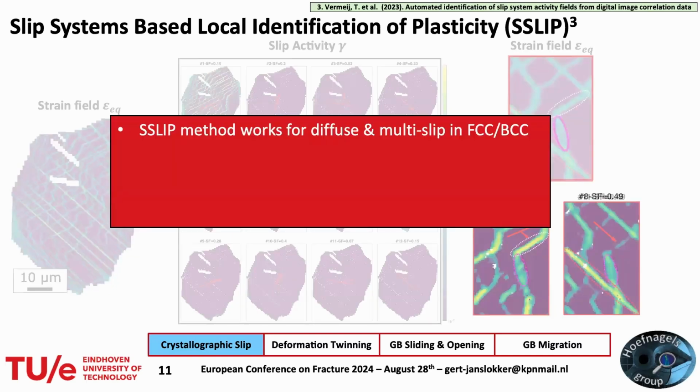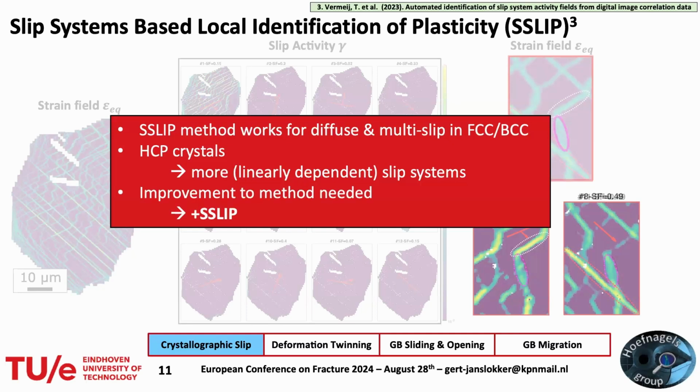Well, so the slip method works for diffuse and multi-slip in FCC and BCC, but now the problem occurs that zinc is an HCP crystal, which is much more complex because you have many more linearly dependent slip systems. So actually I came up with a different method called the plus slip method, which has some improvements with regard to the general slip method.